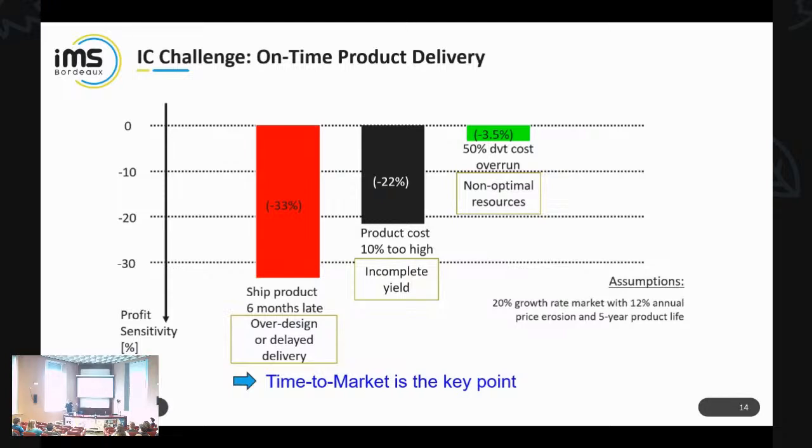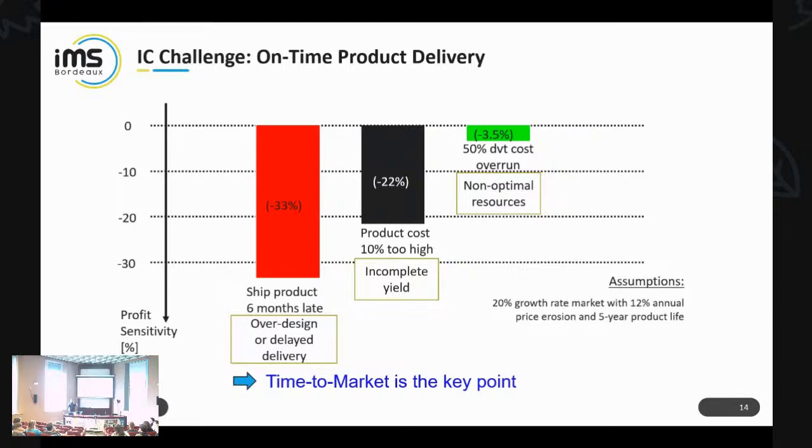So the better is for sure to make the design with more engineering than required, to be sure that everything will be done in due time. Even if you over-design or focus yourself too much on statistical and worst-case simulation, you have to do that, but you have to be very careful. It is the responsibility of the project leader to ensure that you have an acceptable yield, but do not do that too much.